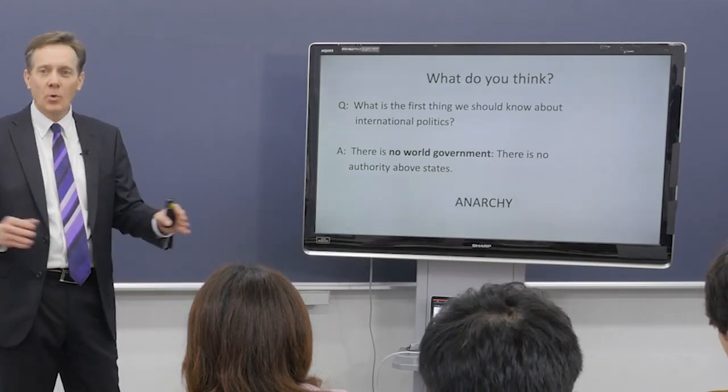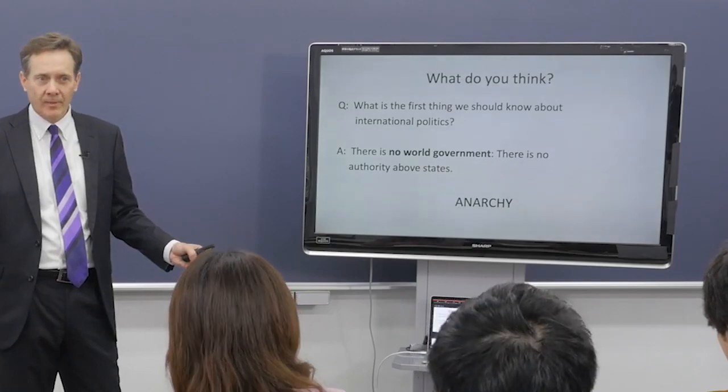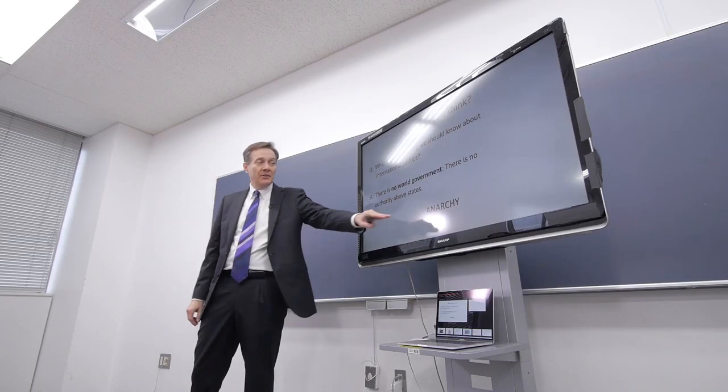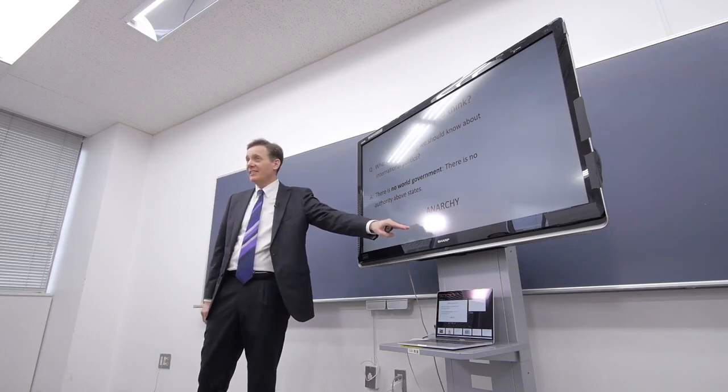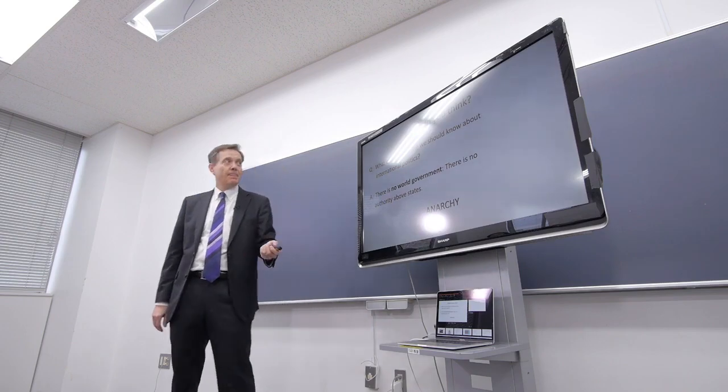Anarchy means no government. And in the modern world today, there's really no place on earth where people live in anarchy. Pretty much all territory in the world where people live is part of a state. But the international system itself has no state. The international system we call a system of anarchy.